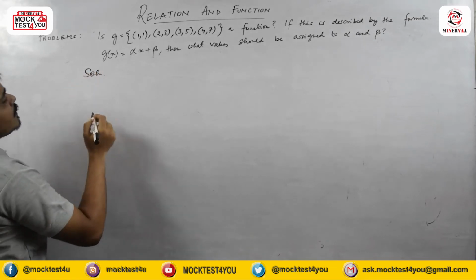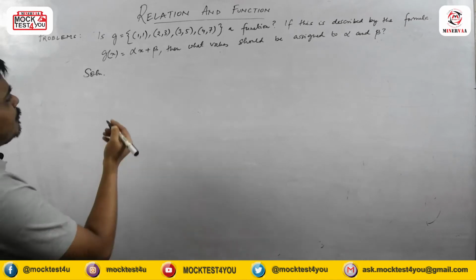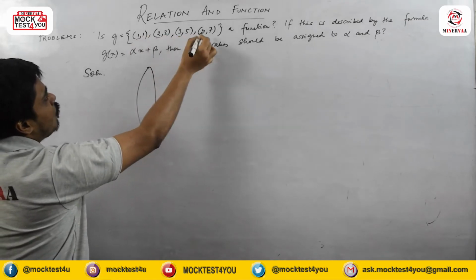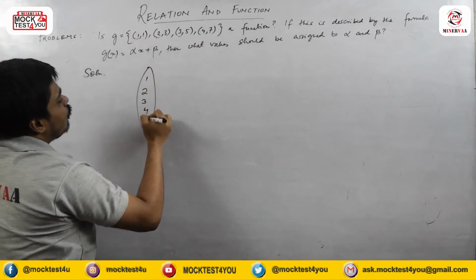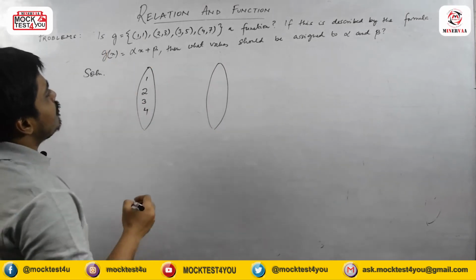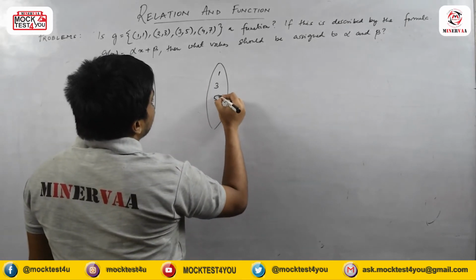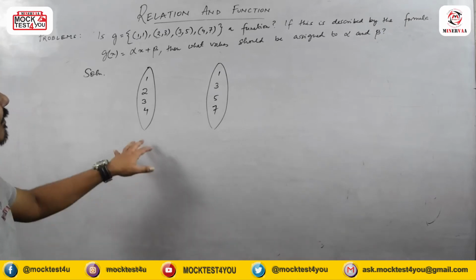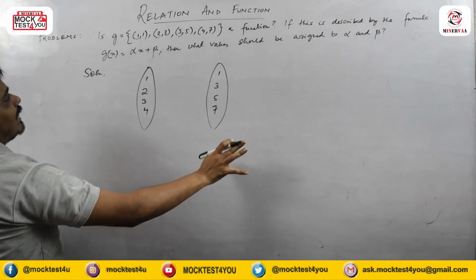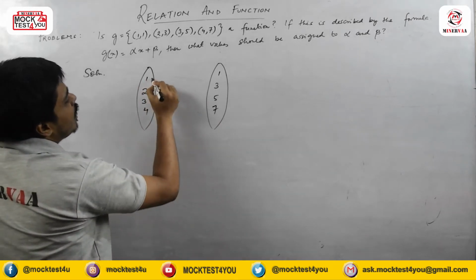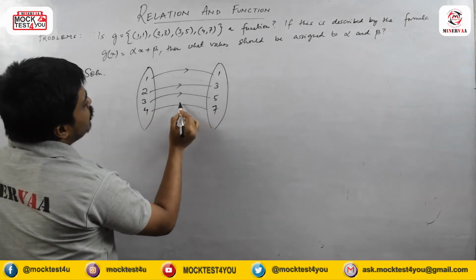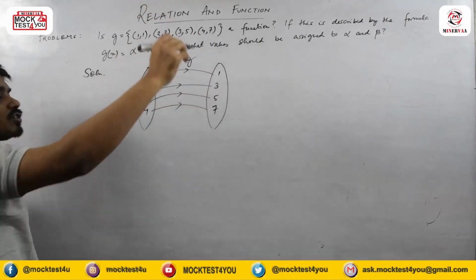So first thing I will do is try to draw the arrow diagram, simple as that. The arrow diagram shows, first I will write the first elements 1, 2, 3, 4, and here we have the second elements 1, 3, 5, 7. Clear? But here they haven't told us G colon from which set to which set, so let's not write that. Let us do the mapping. 1 is mapped with 1, 2 is mapped with 3, 3 is mapped with 5, then 4 is mapped with 7. So now tell me, is this a function?